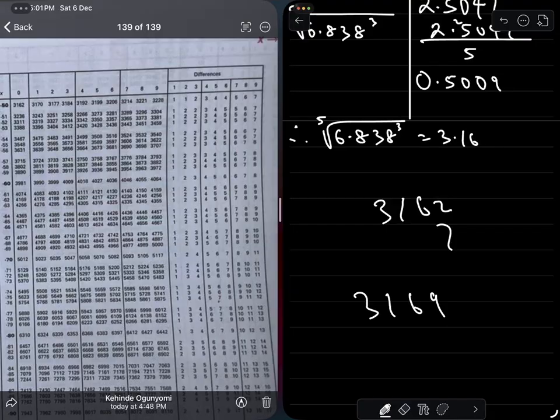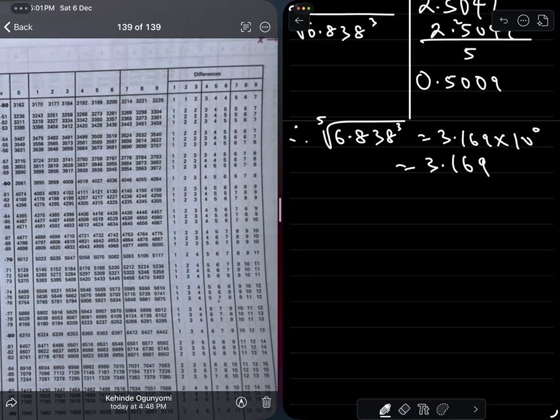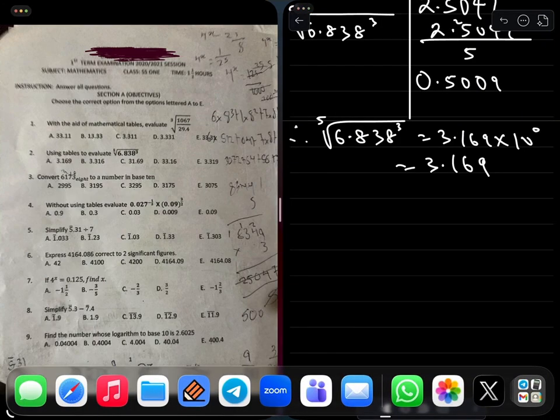3.169 times 10 to the power 0. Beautiful. And the answer is what? 3.169, because 10 to the power 0 is 1. So it's the same thing. Good. Now let's go back to the questions. See the option that matches that. What's the option that matches that? C. 3.169. That's option C.